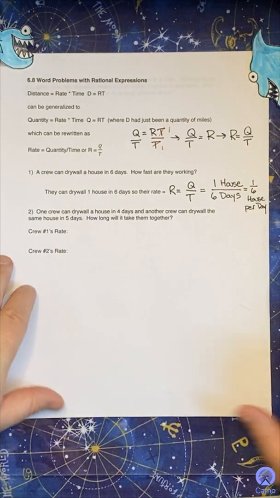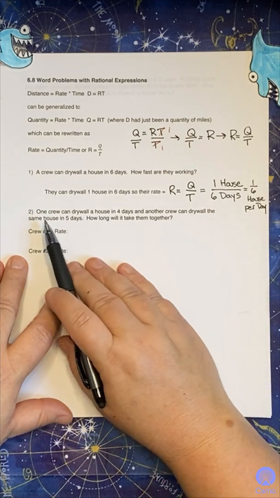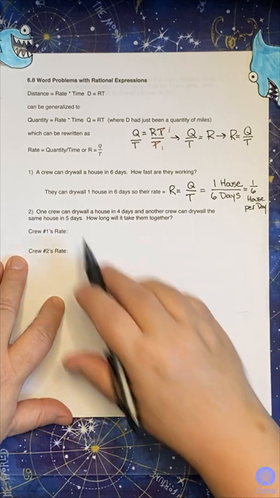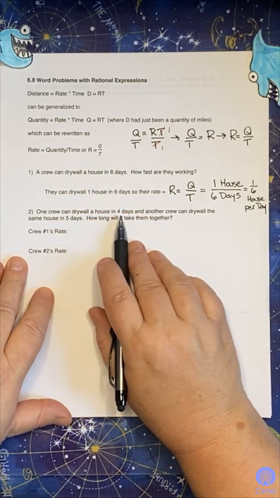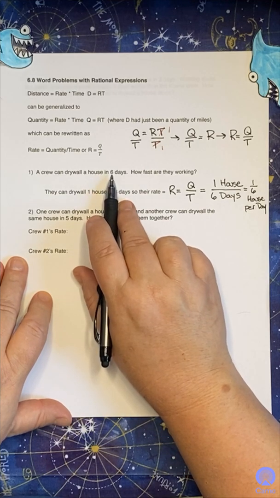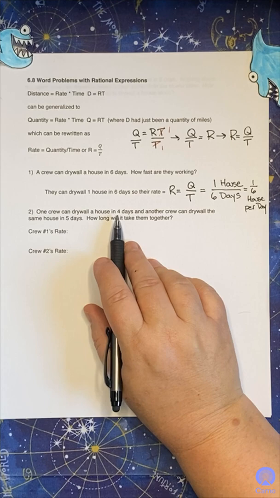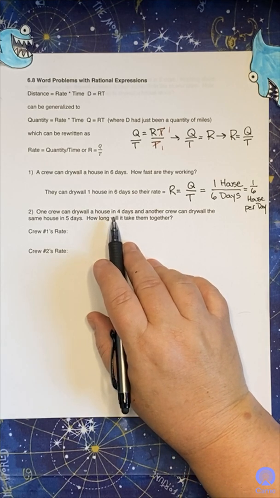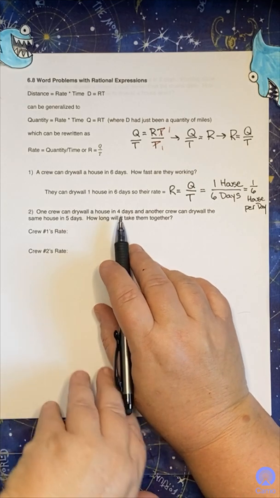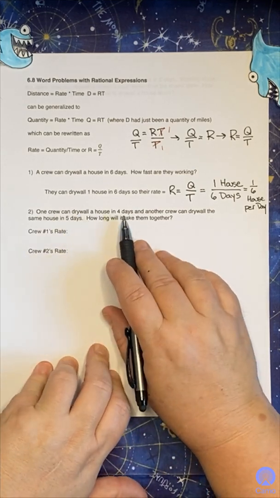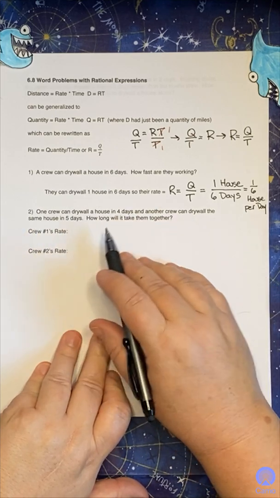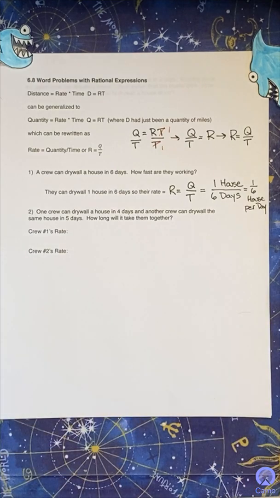Woohoo! Let's look at number 2. One crew can drywall a house. So we're drywalling houses today. Different crew. This crew can drywall a house in 4 days, so they're faster, right? The other crew took a whole 6 days. This crew took 4 days. We could talk about why. Maybe it's a bigger crew. Maybe they're not doing as careful a job. I don't know. One crew can drywall a house in 4 days, and another crew can drywall the same house in 5 days. How long will it take them together?